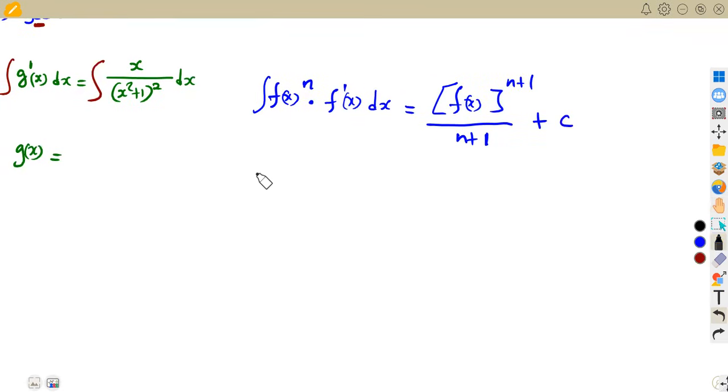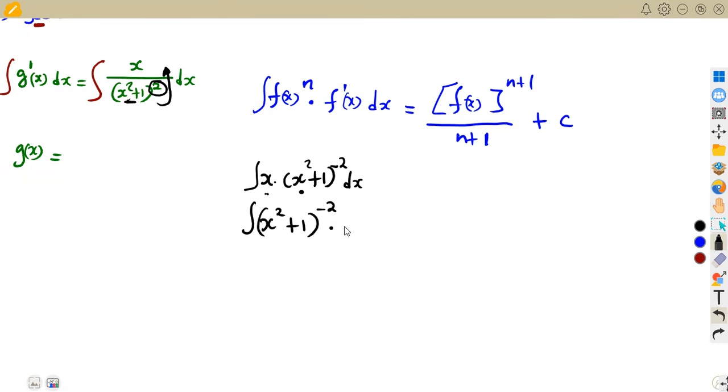Here we are given to integrate x over this part, whereby this part has an exponent of 2, but written on top it can carry a negative, like x squared plus 1 to the exponent of minus 2, with respect to x. But remember what I said: a times b is the same as b times a. So this simply means we have the integral of x squared plus 1 to the exponent of minus 2 times x, with respect to x.